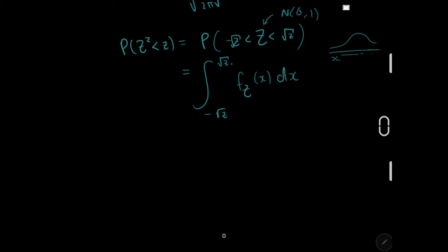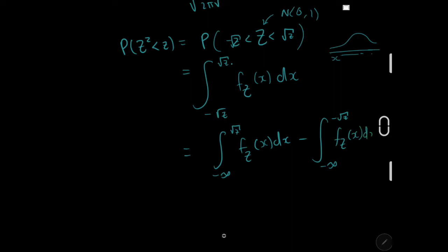Okay, so using manipulation of integrals, we can say that this is the same thing as taking the integral from minus infinity to square root of z of f Z of x dx, and subtracting the integral from minus infinity to negative square root of z of f Z of x dx.